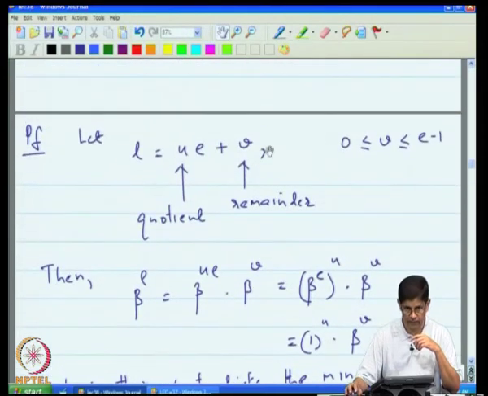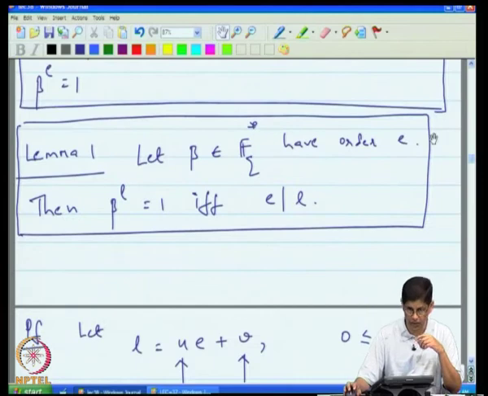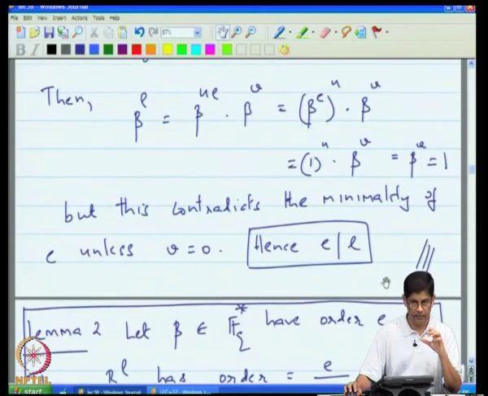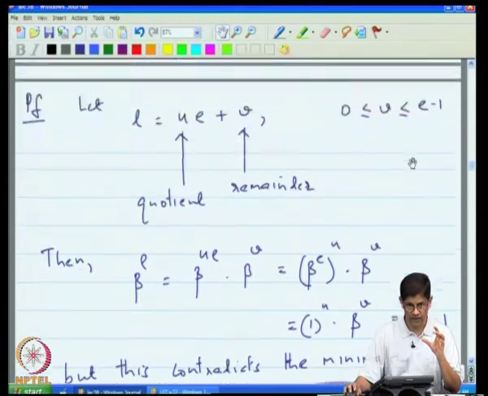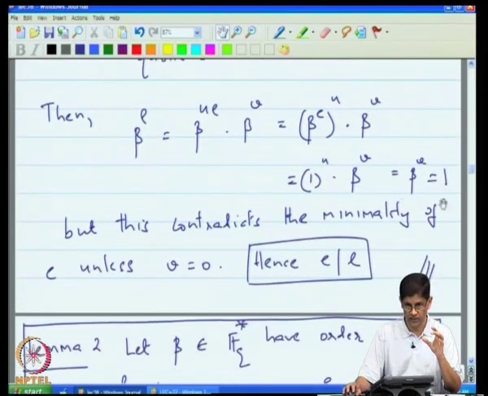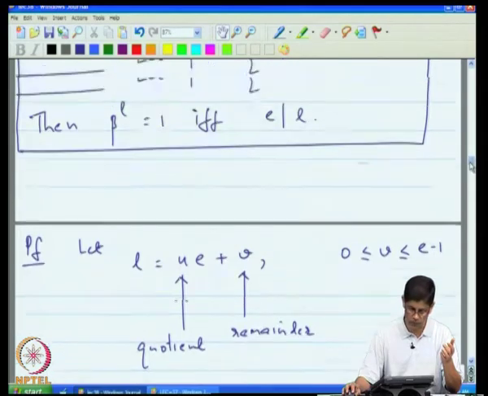But wait a minute, when we wrote this expression down, we noted that v was strictly less than e. But how can that be? Because after all we said that beta has order e. So the only way all these facts can be simultaneously consistent is if v is actually 0. If v is 0, then there is no contradiction, because beta to the 0 is 1, and when you define the order you exclude 0.